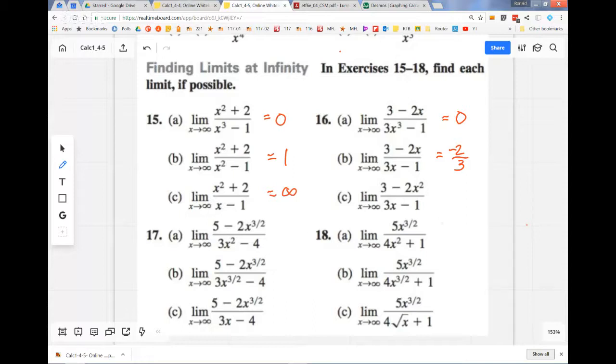Question. Yes. For 15a and 16a, why is it not approaching infinity? Okay. When the denominator is bigger than the numerator, then you're going to wind up with this little tiny fraction. And because x is heading to infinity, it's going to get so tiny that it's heading towards 0.